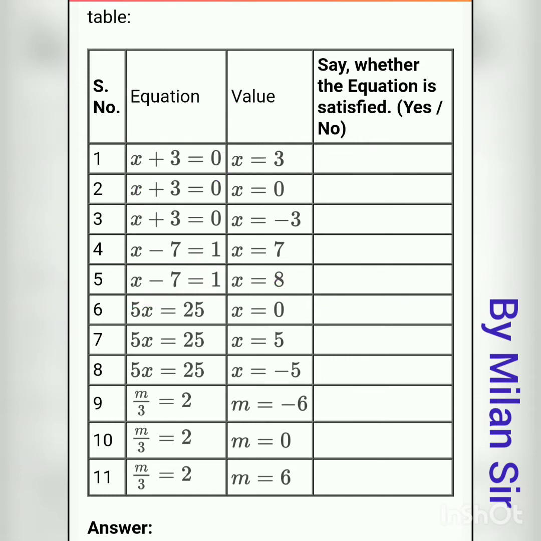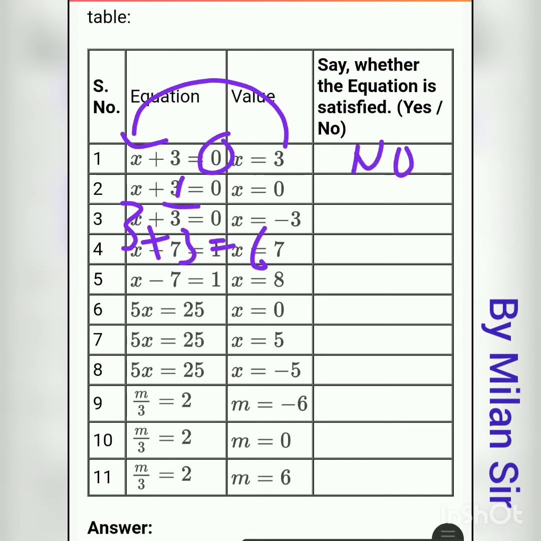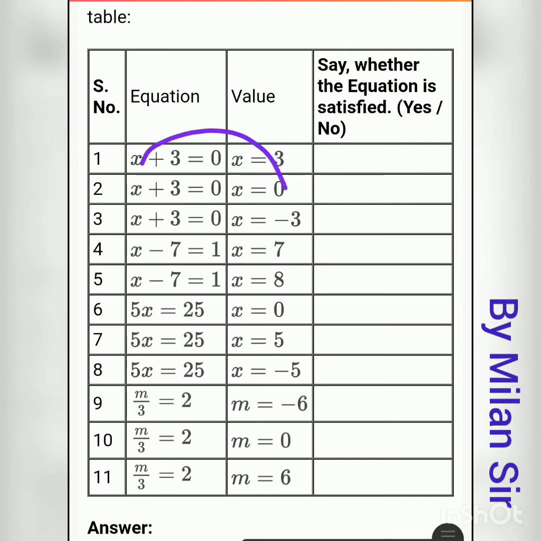We need to put the value of x here. So put x is equal to 3. So 3 plus 3 is 6, but here we have 0. That's why the answer is no. After that put the 0 here. So in place of x, 0 plus 3 is 3, right? But here it is written 0. That's why the answer is no. The equation is not satisfied.